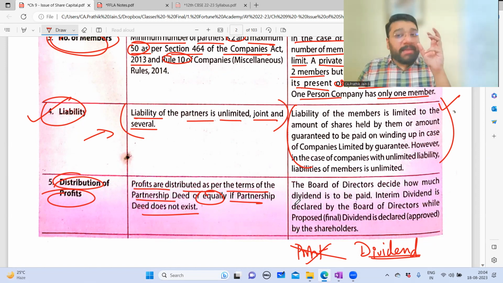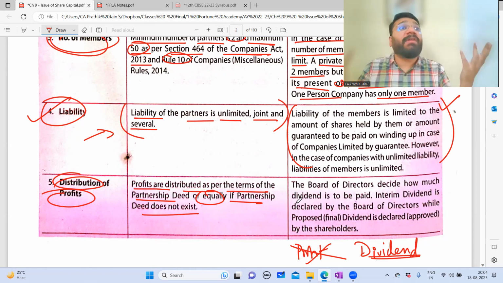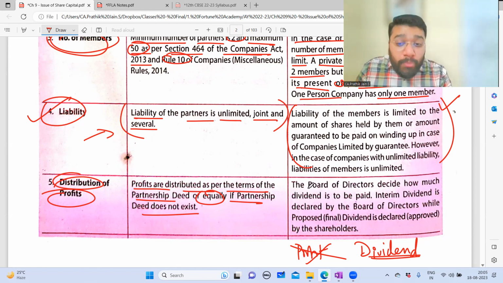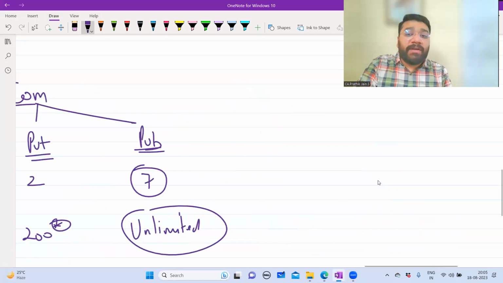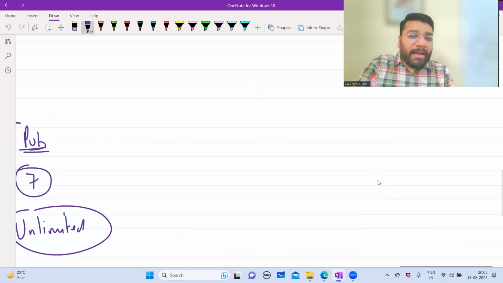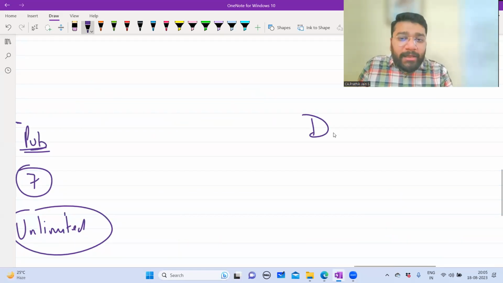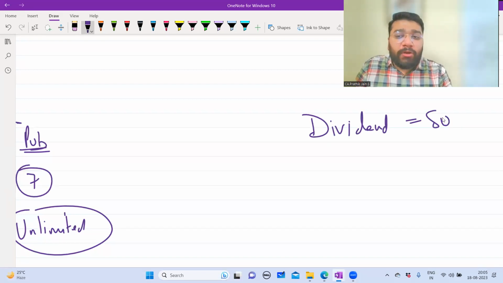In a company, the company is managed by whom? The board of directors. The board of directors comprises managing directors and several other directors. So the board of directors decides how much dividend is to be paid. Now, I'll be discussing the dividend in a very in-depth manner in the upcoming classes. Shortly, I'll tell you, dividend is nothing but a share of profit.